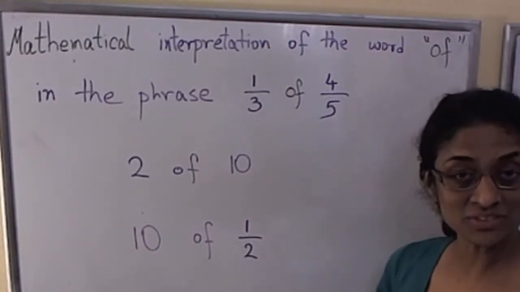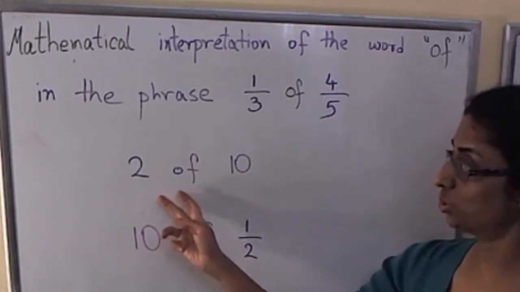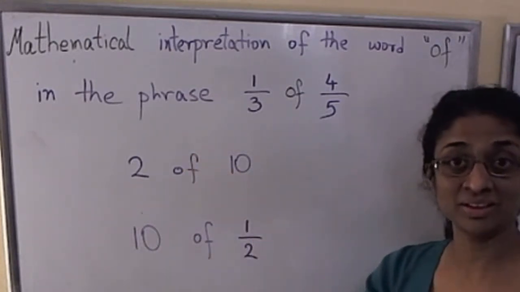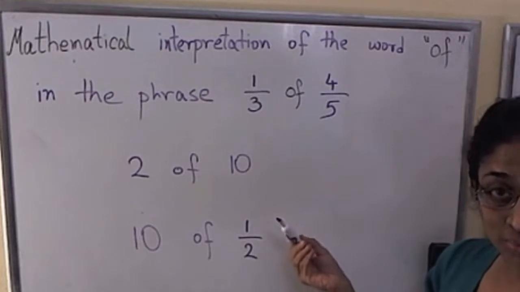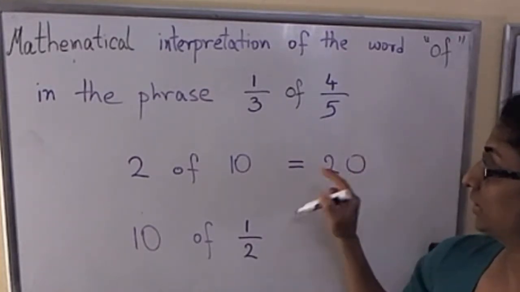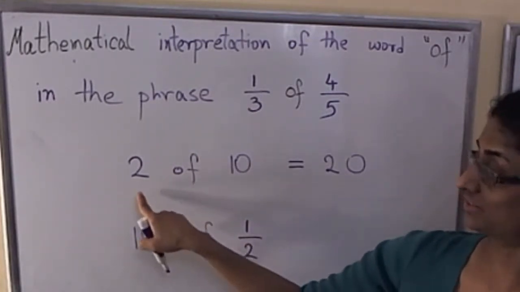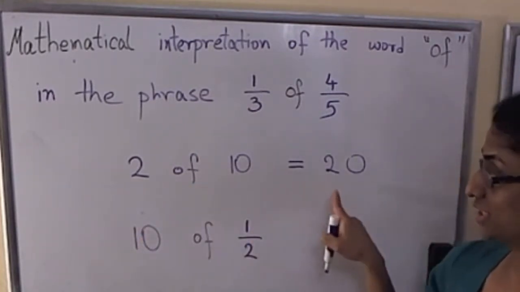And when we have that understanding, it's really easy to now compute what 2 of 10 is: a $10 note and another $10 note. That is 10 plus 10, which is 20. So here the interpretation of "of" helped us compute 2 of 10 as 20.